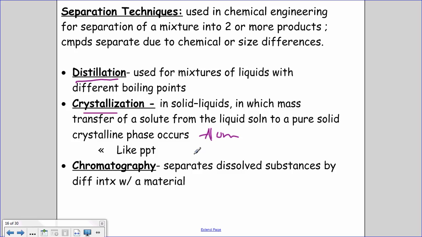So I'll teach you how to do that, and we'll make some really big crystals, and then we'll grind them up and see how pure our crystals are. So it's kind of like precipitation, but you can make some really neat looking crystals with this.